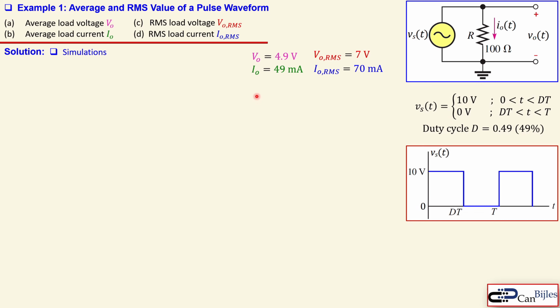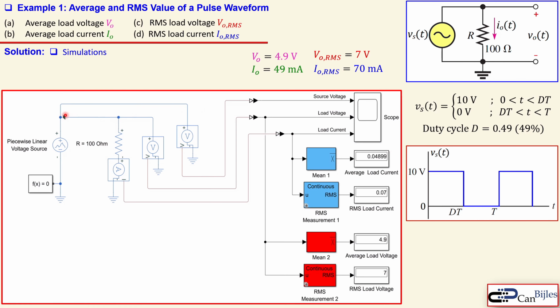Let's bring the results here and see that also in the simulations. Now we go to the simulation in MATLAB and Simulink. You see this is our voltage source we apply. This is a pulse, and this is the resistor, 100. So we measure the current here, we measure the voltage here, and we also measure the voltage here for the source. We apply everything to the scope, so I will show you that later in the next slide.